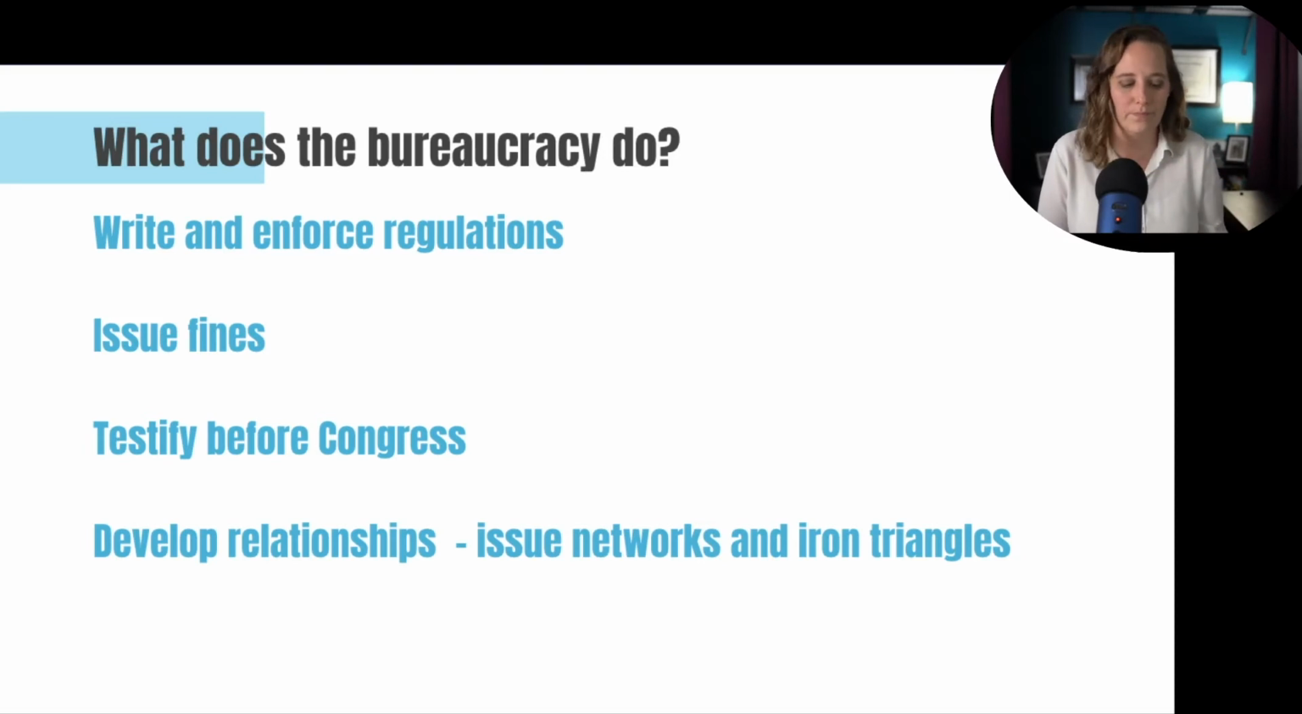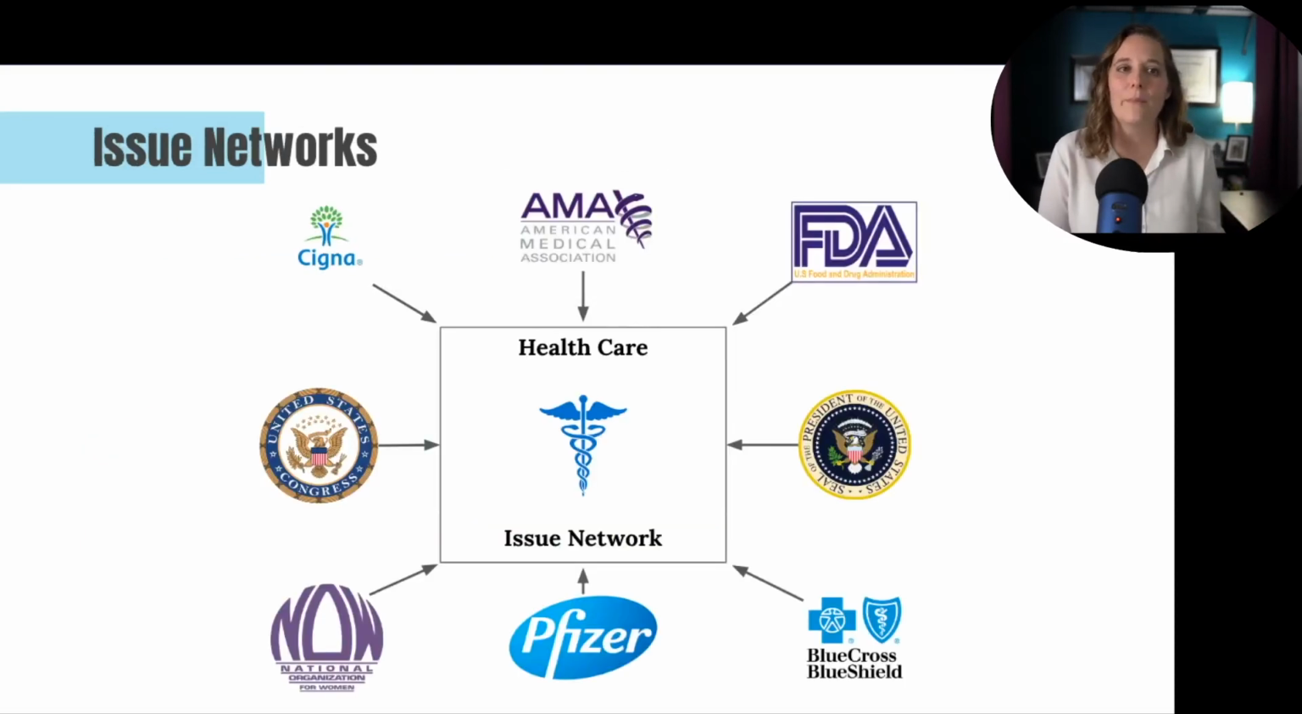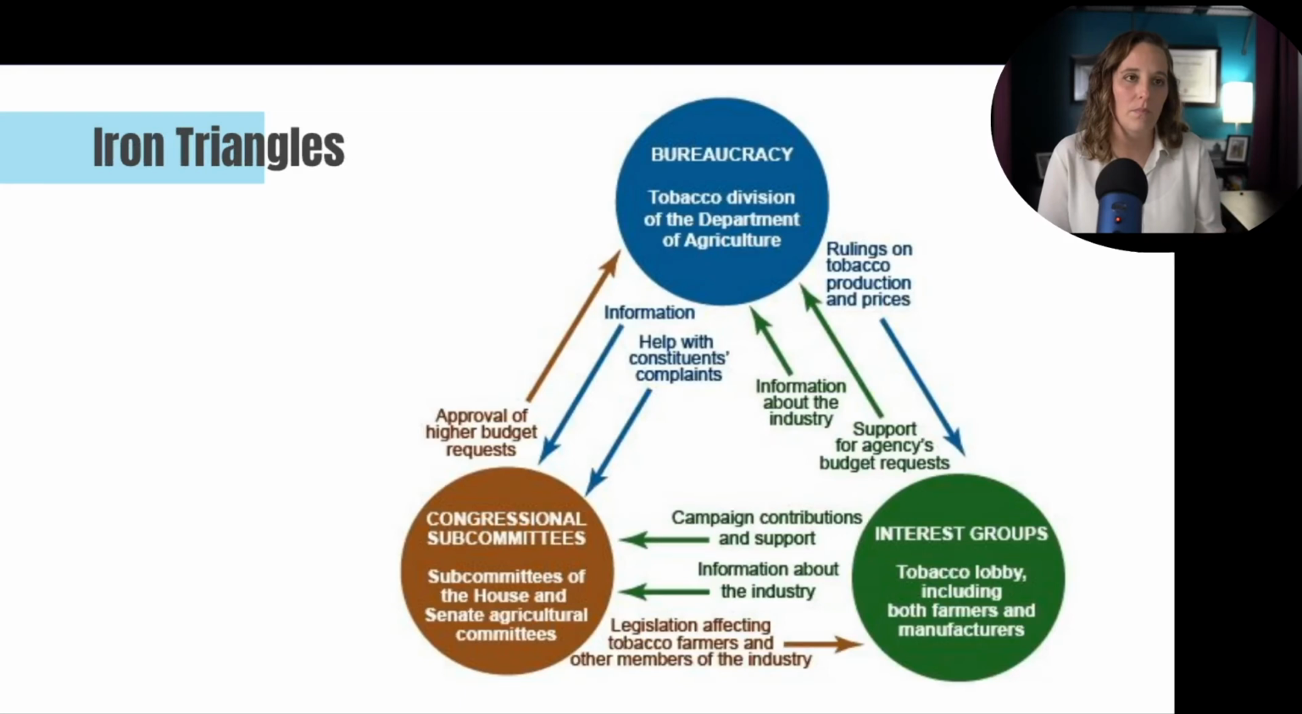So what are those? An issue network is a temporary collaboration of policy experts, media, congressional staffs, and interest groups who represent private business around a specific issue. These relationships are loose and informal, and again, they are temporary. Iron triangles, on the other hand, are long-term alliances between an administrative agency, an interest group, and a congressional committee. These iron triangles provide key services, information, or policy. And you can see in this diagram an example of an iron triangle.